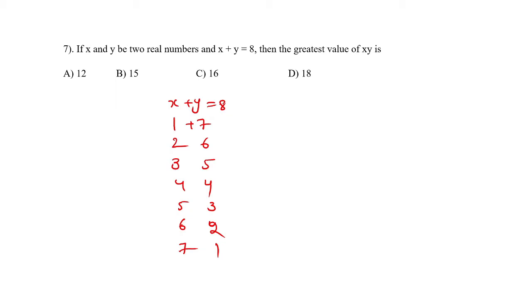Greatest value of xy means here xy value is 7. Here x into y value is 12. Here 15. Here 16. Next, 15, 12 and 7. So the greatest value of xy is 4 into 4, that is equal to 16. So the answer is option C.